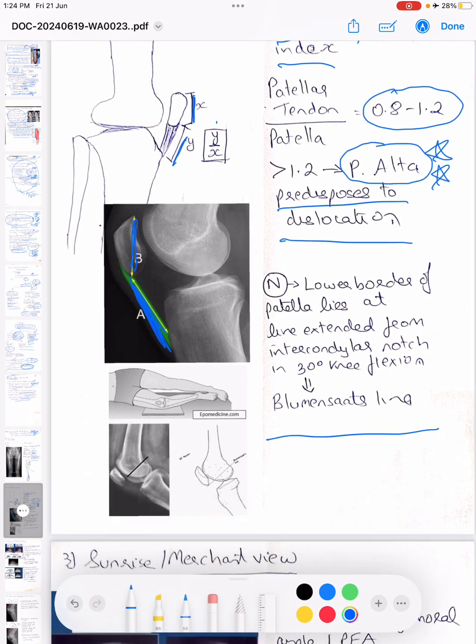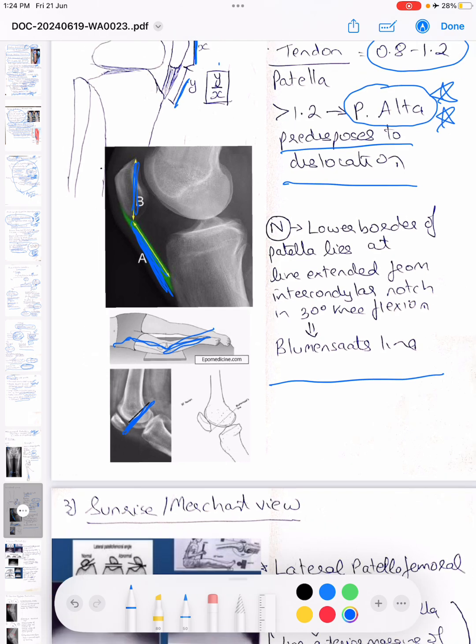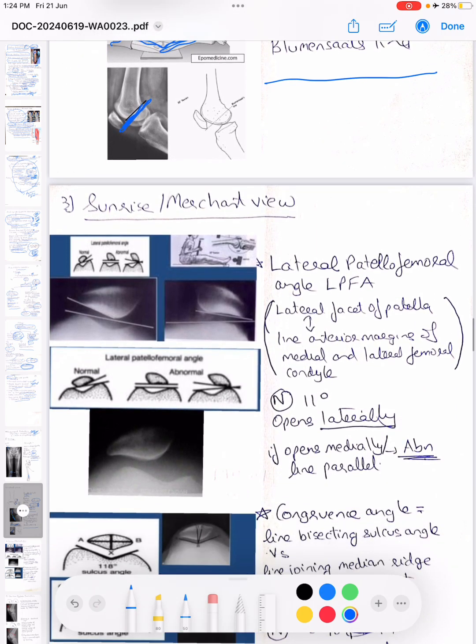Right? And normally what is the location of the patella? This is the Blumensaat's line, the intercondylar notch, and we observe it in 30 degrees of flexion. Normally the lower border of the patella lies in line with the Blumensaat's line. If there is some change in this, you suspect an etiological factor of recurrent patellar dislocation.